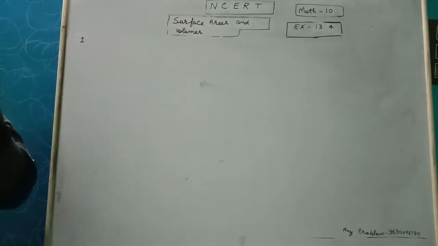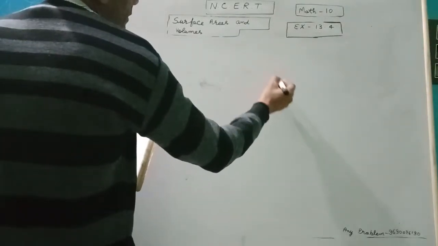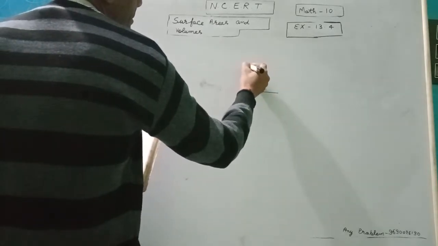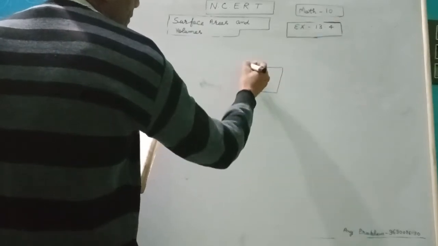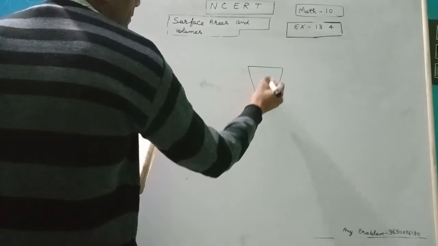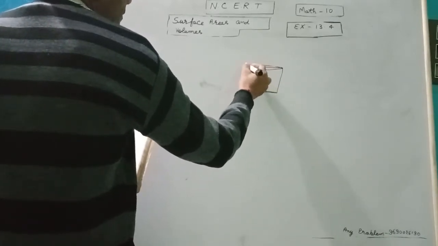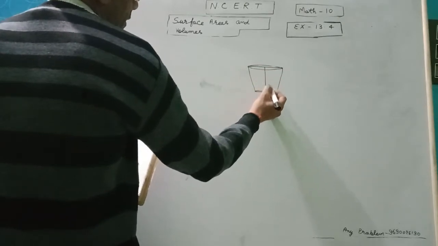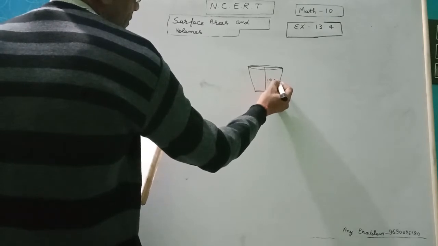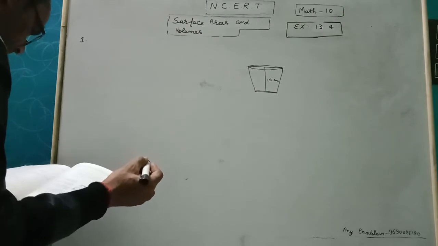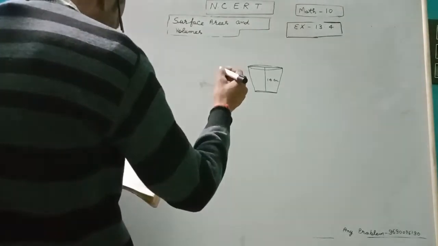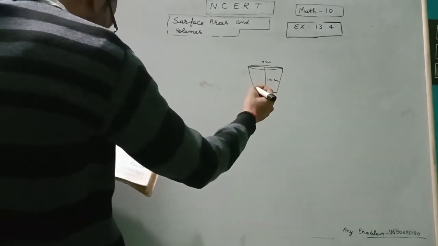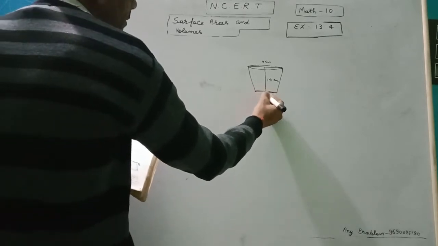One is a drinking glass. The height of the glass is 14 cm. The diameter of both ends, the upper end is 4 cm and the lower base is 2 cm.